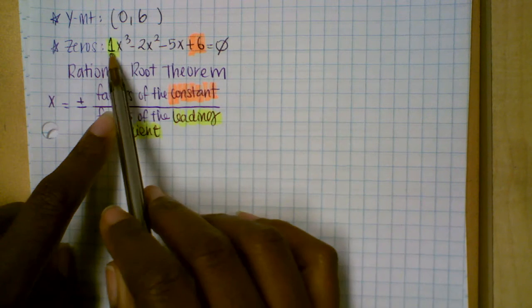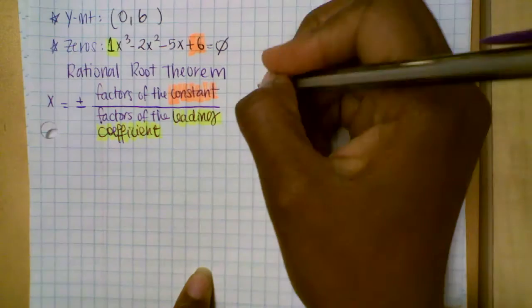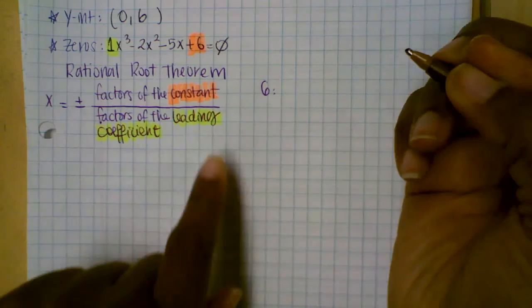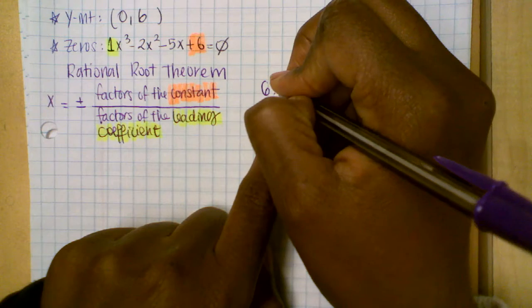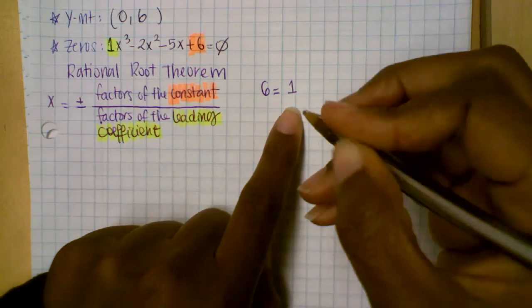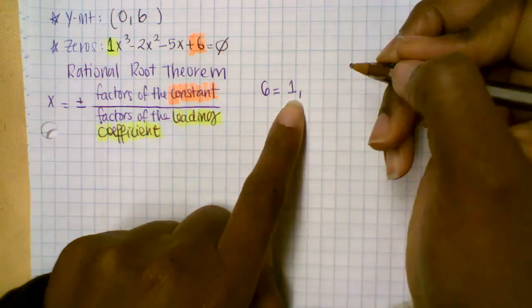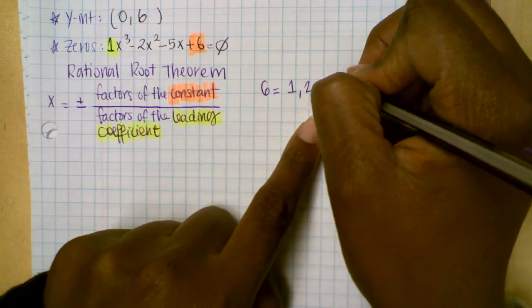So for our polynomial, the constant, the number by itself, is 6. So you want to list all the factors of 6 in the correct order, from low to high. So you have 1, then 2, 3, and 6.